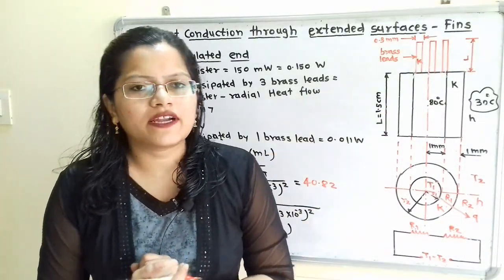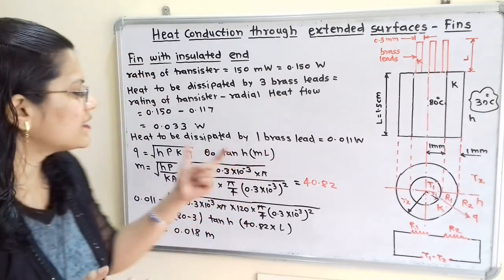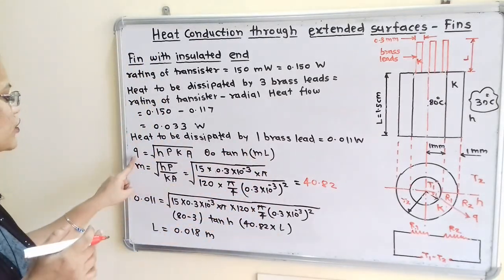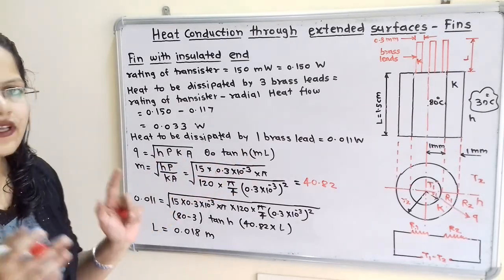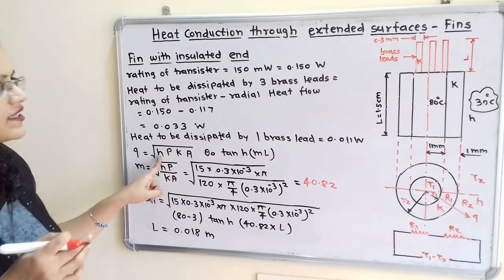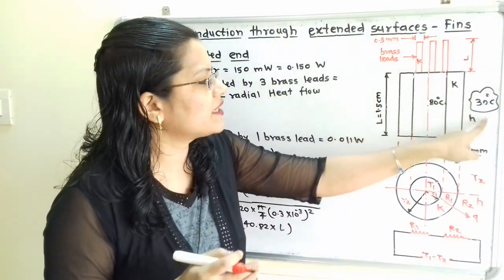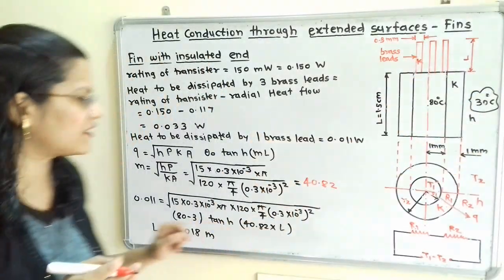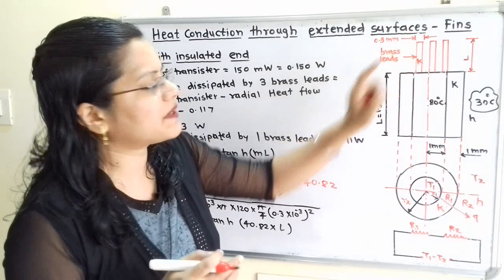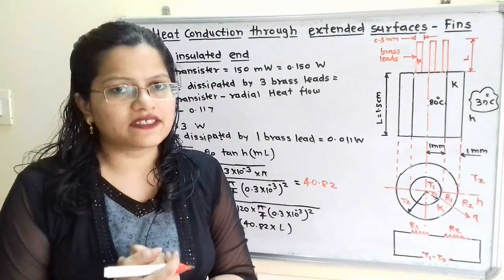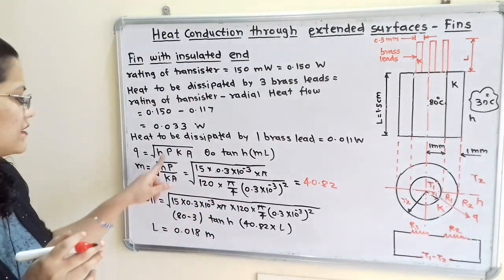So how to calculate the heat transferred by the fin? We have the formula, that heat transferred by the fin, Q, is equal to under root of H P K A theta O tanh ml. Now we will understand this formula. H is the convective heat transfer coefficient. This heat is getting transferred to the surrounding air which is having H, convective heat transfer coefficient. P is the perimeter. Here diameter is given for the brass lead, that means these are circular brass leads, and what is the perimeter for this circle? Perimeter of circle is pi d, that we have to use.